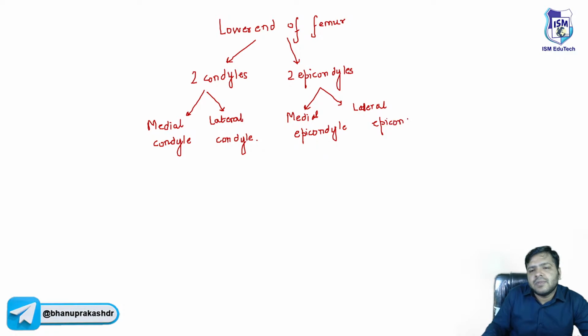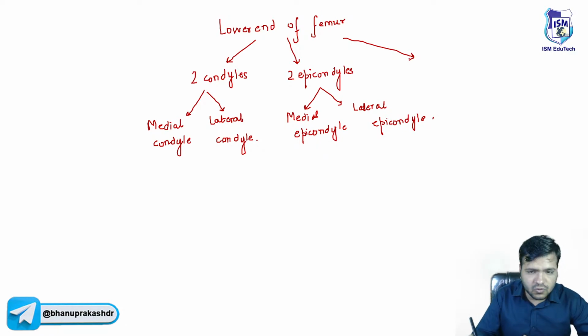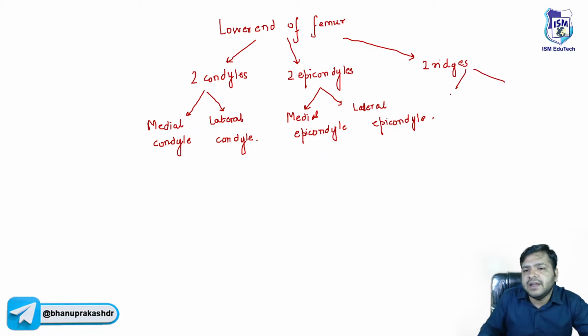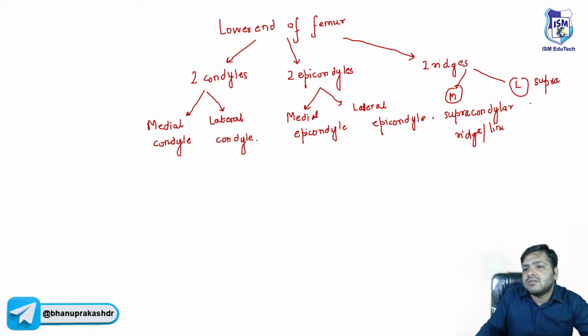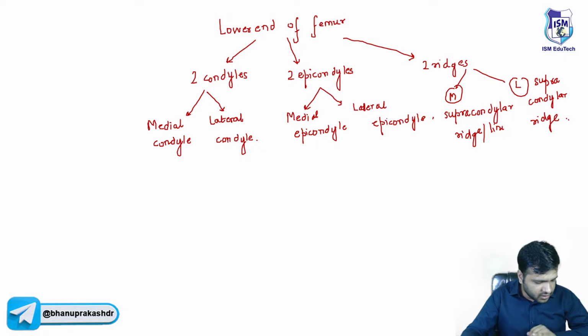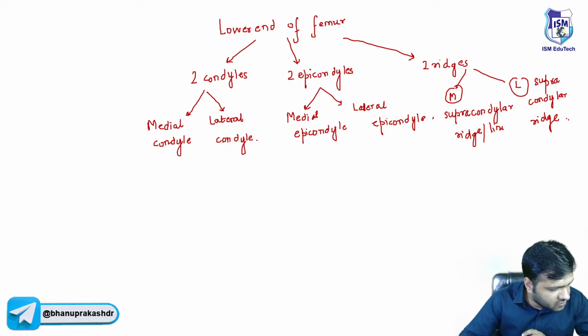Above these two we have two lines, beta, two ridges. You already know we have the medial supracondylar ridge, which is the continuation of the medial lip of the linea aspera, right? Medial supracondylar ridge or line, ridge को मतलब line भी बोलते हैं, and we have the lateral supracondylar ridge. So we have the medial supracondylar ridge and the lateral supracondylar ridge, right?